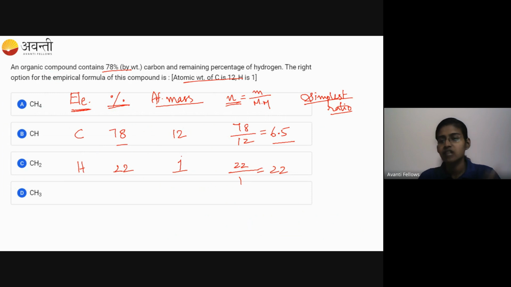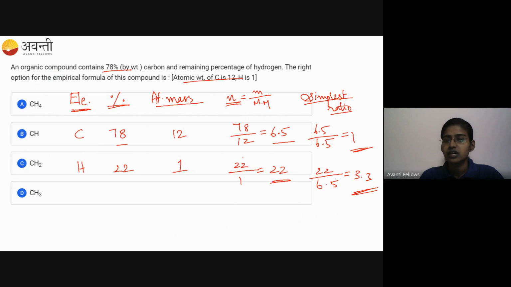Very good, JNV Ramanan. Option D is the correct answer. So 6.5 by 6.5 will give 1. And here 22 divided by 6.5 will give 3.3. So we have 1 carbon and 3 hydrogen. So the empirical formula is C1H3. Option D is the correct answer. Very good. So let's move on to the next question.